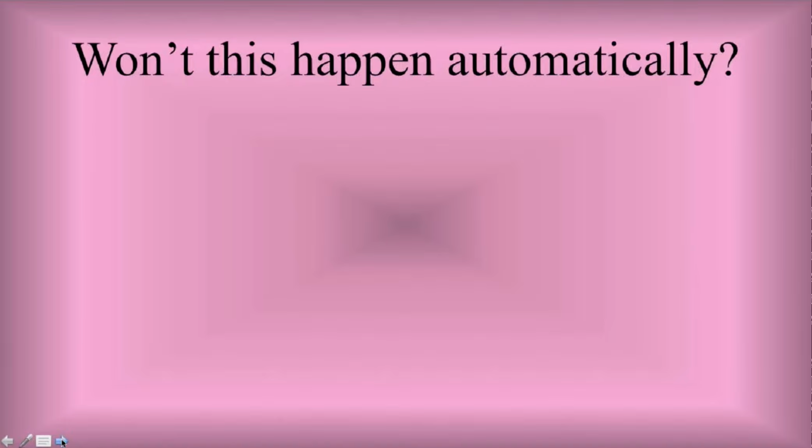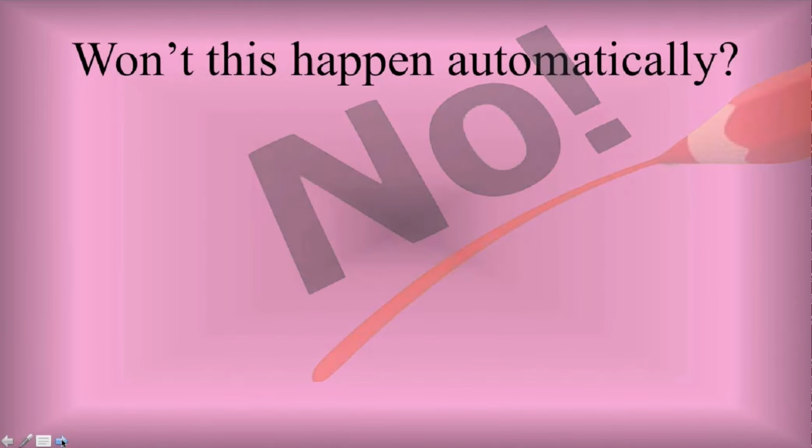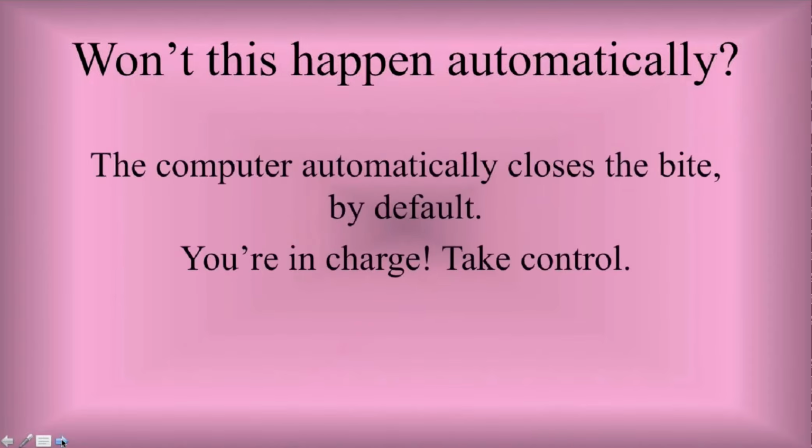Won't this happen automatically? If you just take impressions and send them in, won't they automatically reproduce what's in the mouth? And my answer to that is no, they won't. That's because the program is not designed to do that. What it's designed to do is, by default, close the bite into the best occlusion that it can find. So you have to take charge and control of making sure that the ClinCheck matches the mouth. It can't be different than that, and it won't happen automatically.